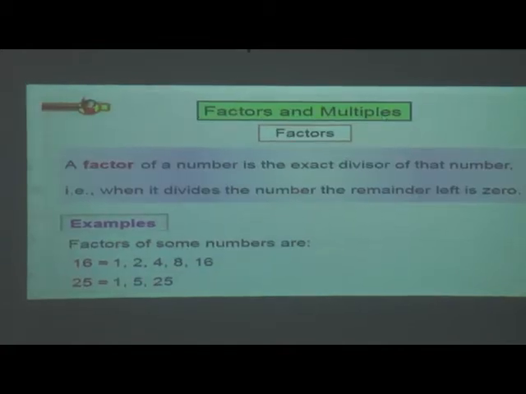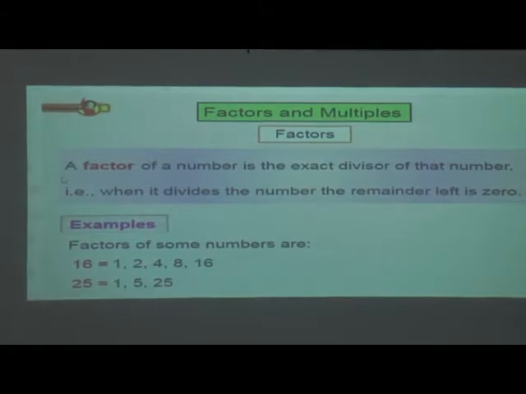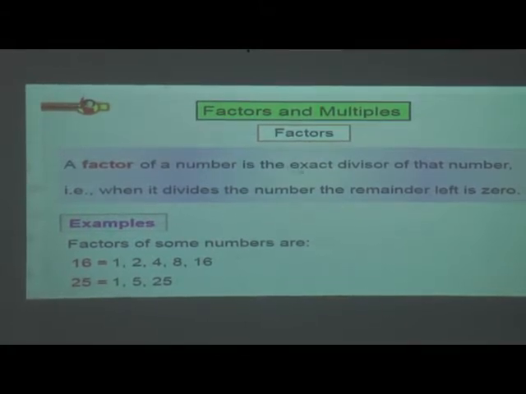Factors and multiples. Let us see about factors first. A factor of a number is the exact divisor of that number. That is, when it divides the number, the remainder left is 0.